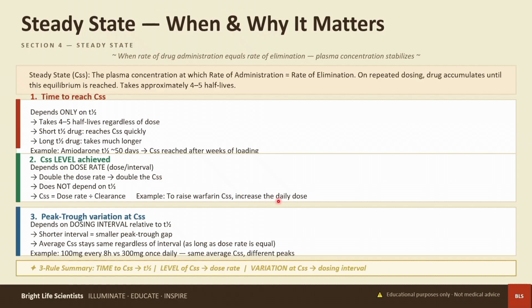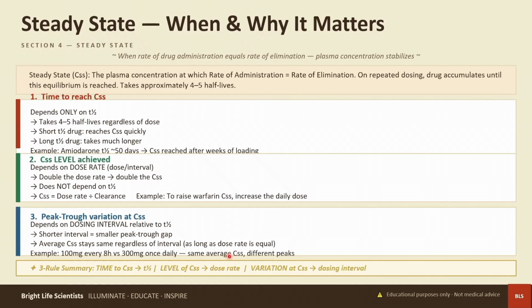Rule 3. The variation between peak and trough at steady state, the peak-trough fluctuation, depends on the dosing interval relative to the half-life. A shorter dosing interval gives a smaller fluctuation around the average steady state, but the average concentration stays the same, as long as the total dose rate is equal. So 100 milligrams every 8 hours gives the same average steady state concentration as 300 milligrams once daily, but very different peaks and troughs.